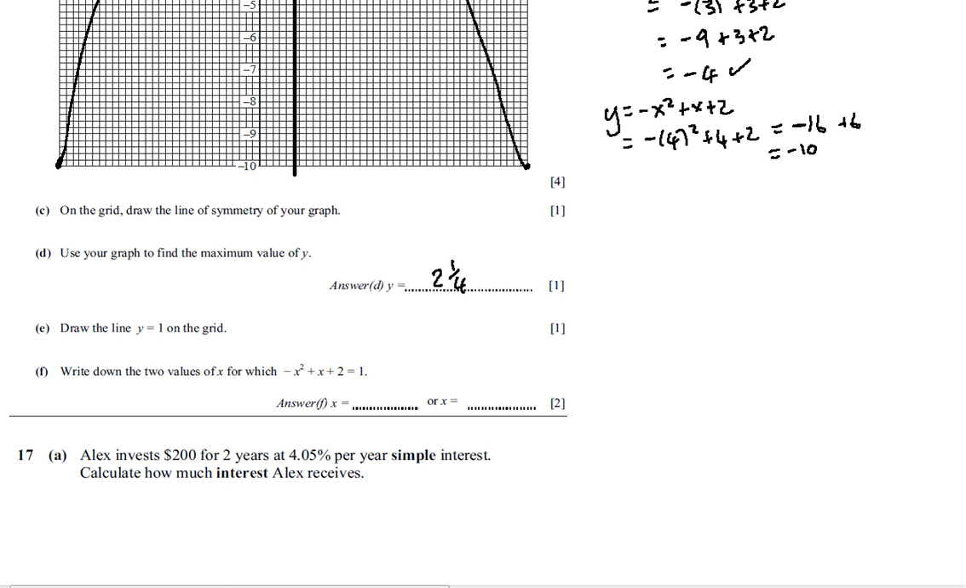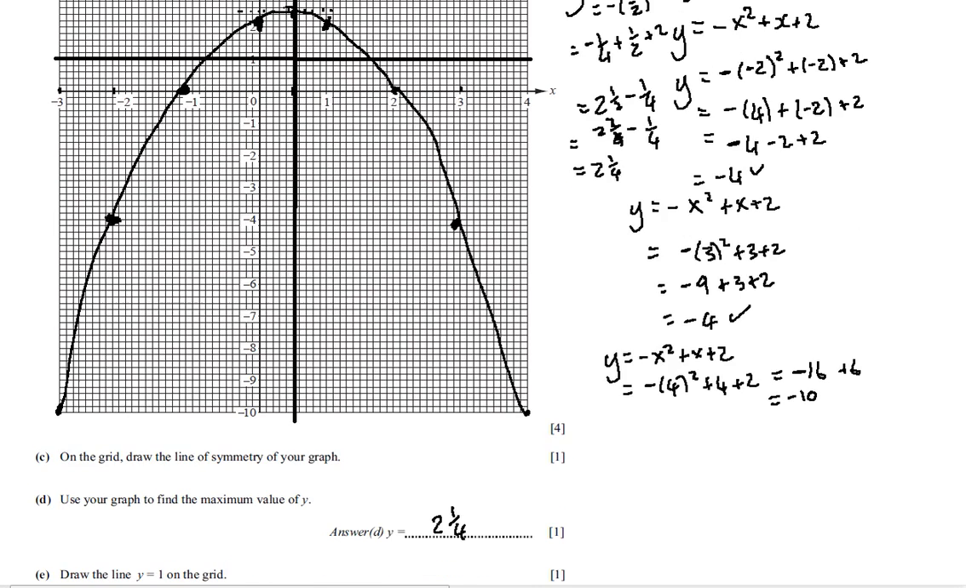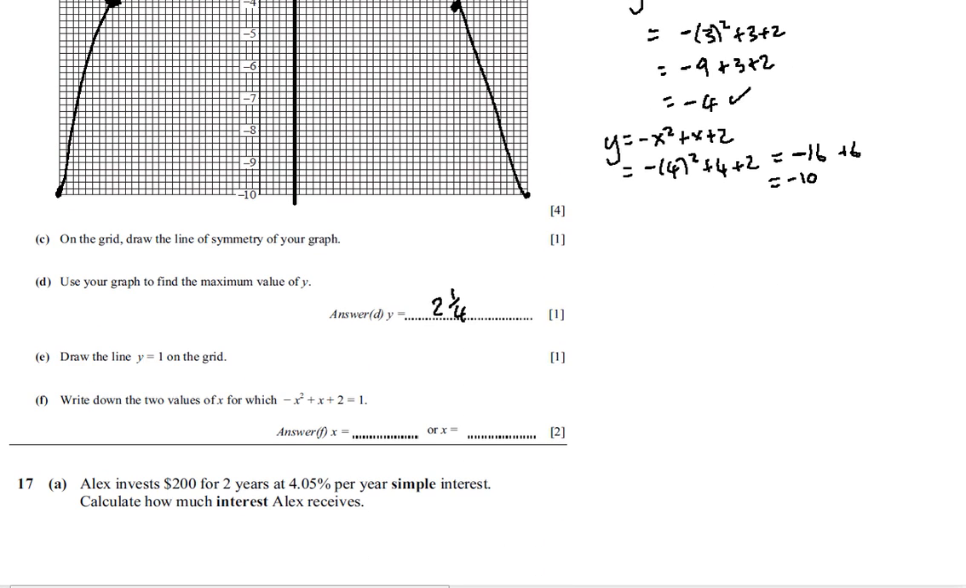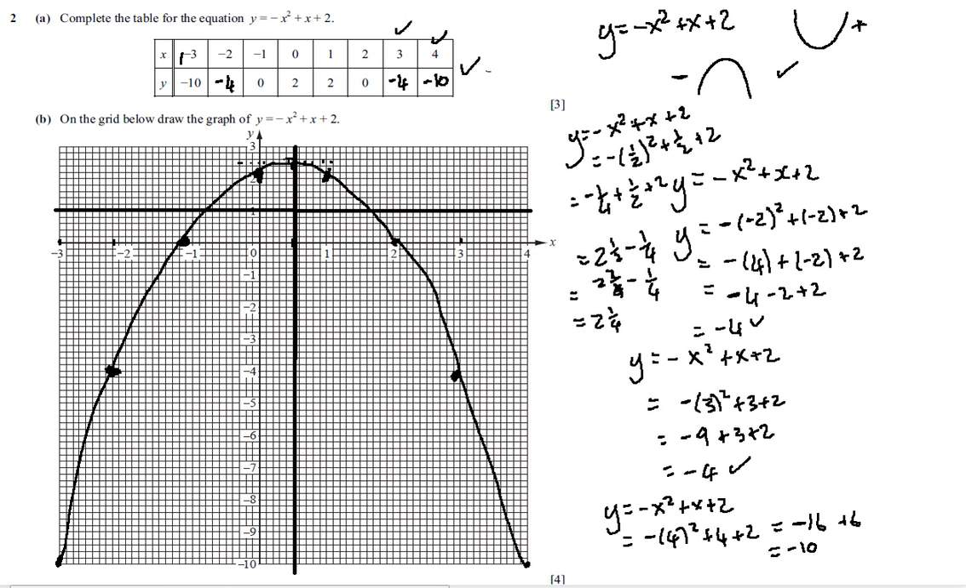Next question: write down the two values of x for which negative x squared plus x plus 2 is equal to 1. They don't say that you must use your graph for this one, but they're asking where our equation, remember it's of the form y equals negative x squared plus x plus 2, where is y equal to 1? Looking at our table, we can actually solve this, y equals 1, or on our graph if you want.